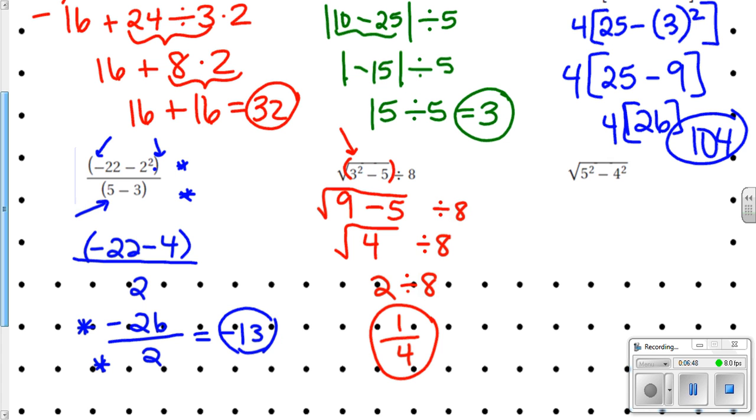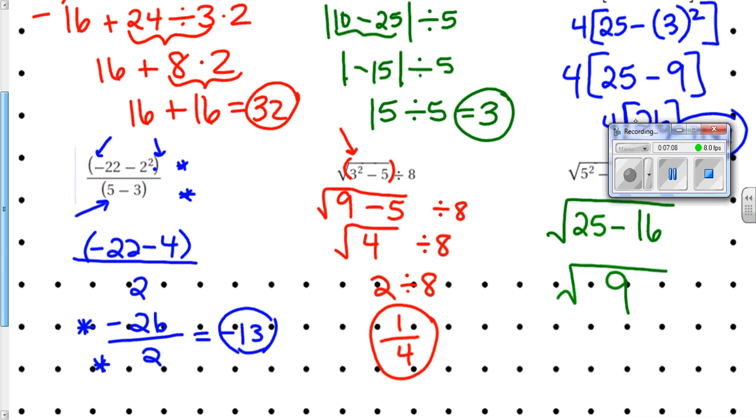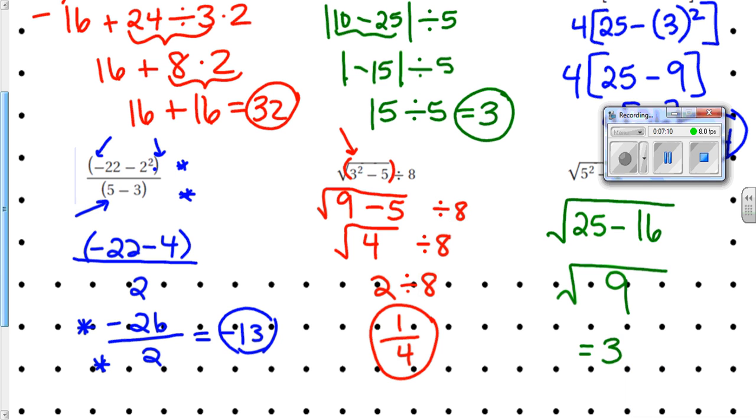Okay. Last problem. Again, this is all underneath the square root, so I'm going to do everything inside of it first. So 5 squared is 25. 4 squared is 16. 25 minus 16 would give us 9. Did I do that right? Okay, square root of 9 would be 3.